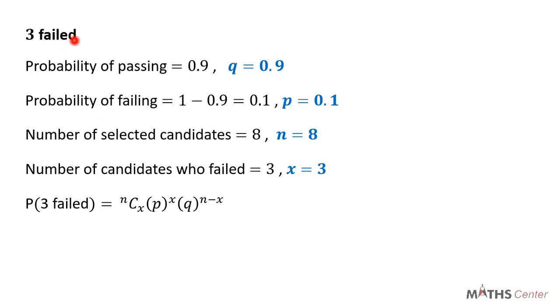Let's consider the fourth situation, that is 3 candidates failed. If 3 candidates failed, then the number of candidates who failed is 3, so x is equal to 3. Passing is failure, so q is equal to 0.9. Failing is success, so p is equal to 0.1. 8 candidates were selected, so n is equal to 8. When you substitute that here, you have 8 combination 3, 0.1 exponent 3, 0.9 exponent 5, and this gives us 0.0331. So the probability that 3 candidates failed is 0.0331.